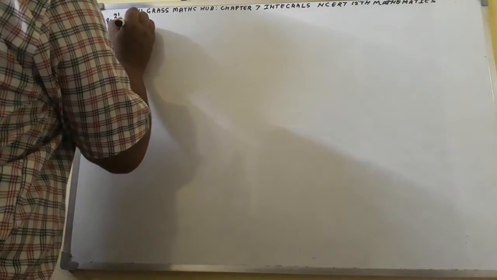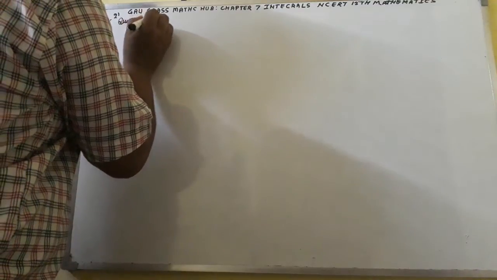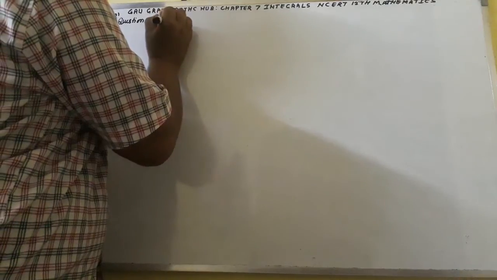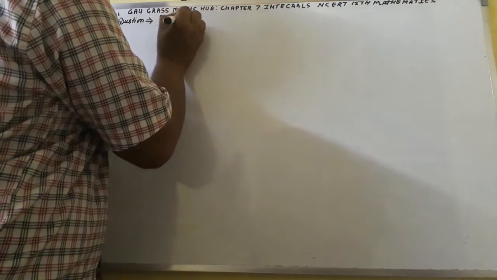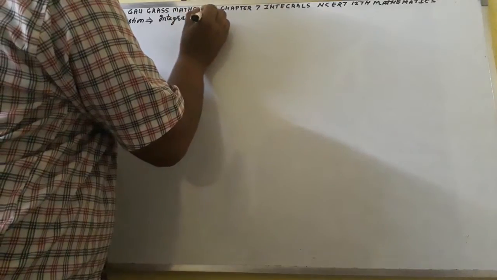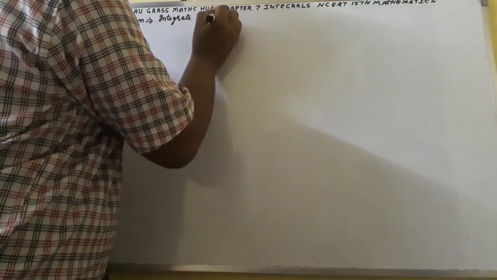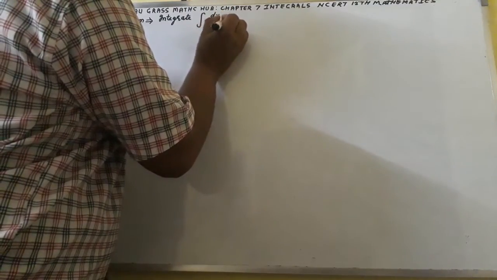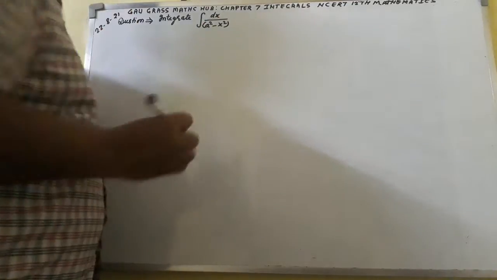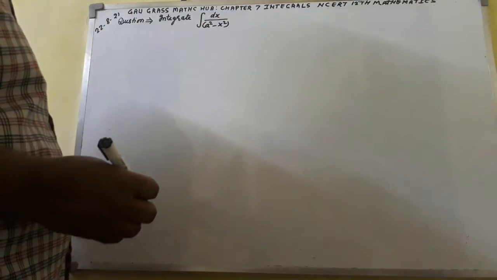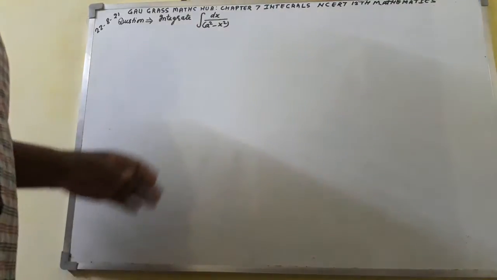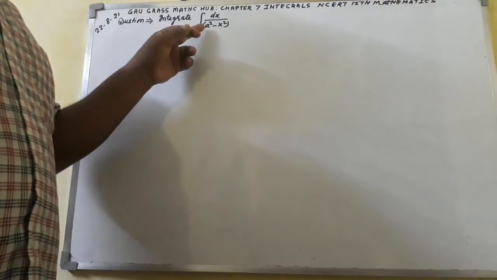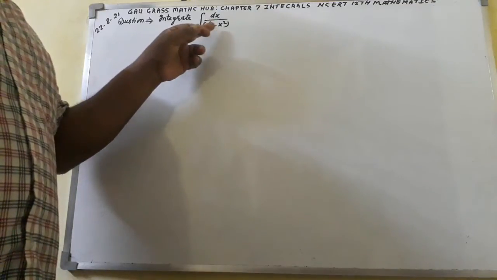The question is: integrate dx over a square minus x square. This is the question. Now what to do here? Here you can see in the denominator it is given a square minus x square.